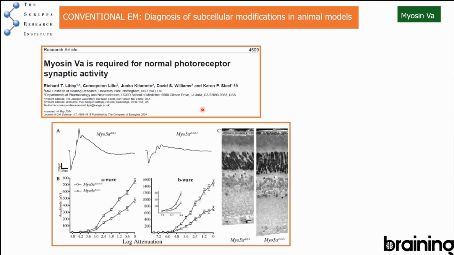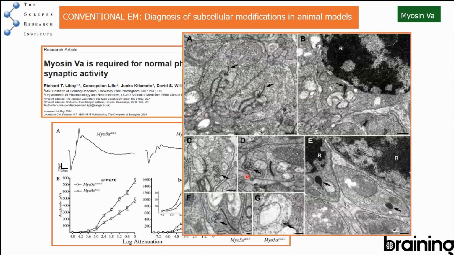Another example, this is also conventional EM, and it's more or less the same. There was a mouse model without myosin 5A in the retina, and there were some defects in the retina, so it didn't work properly. But the layers of photoreceptor cells didn't look very much altered. And we looked at the EM level in the synapses. This is another way of characterizing what is going on if those alterations are subtle and you don't really see them at the light microscopy level.